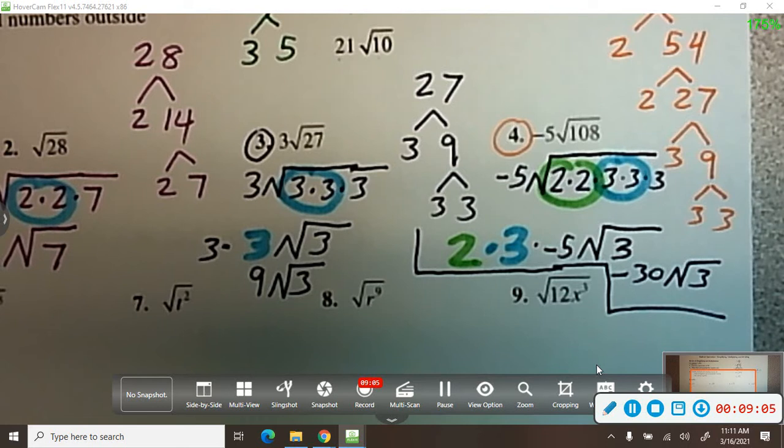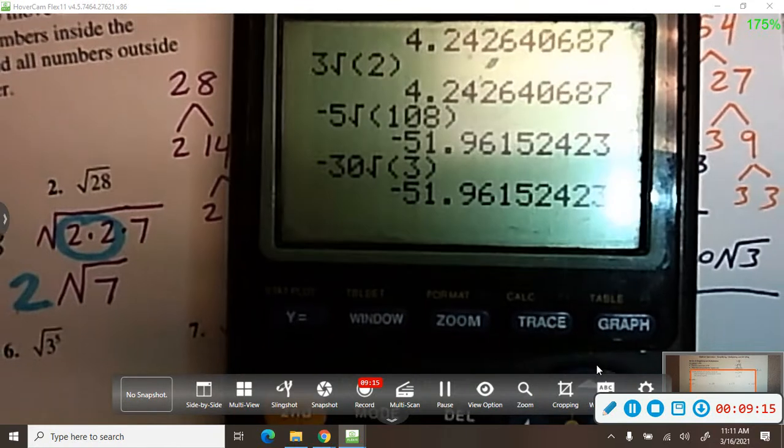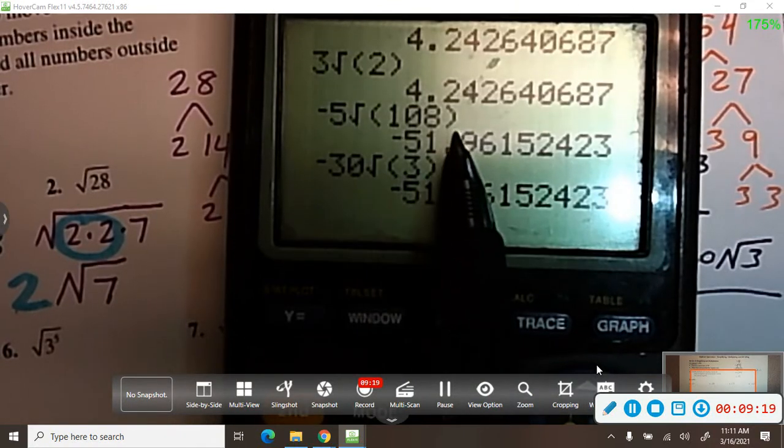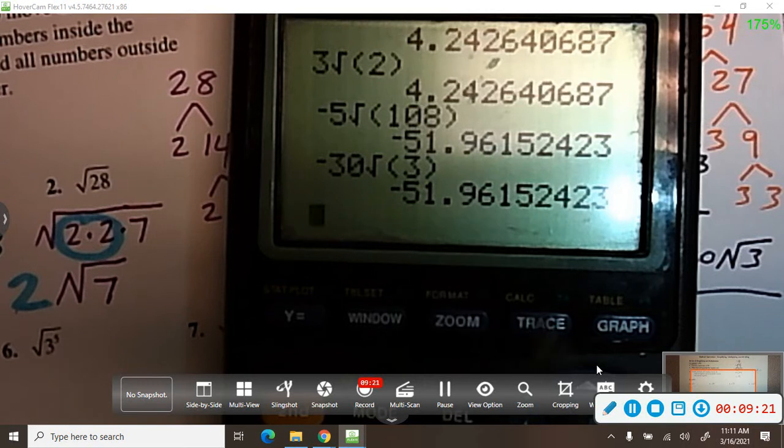I'm going to double check my answer real fast. -5 times square root of 108 and -30 times square root of 3. Notice -5 square root of 108, -30 square root of 3, they're the same decimal. Just a different form. It's a simpler form. That's why we call it simplifying.